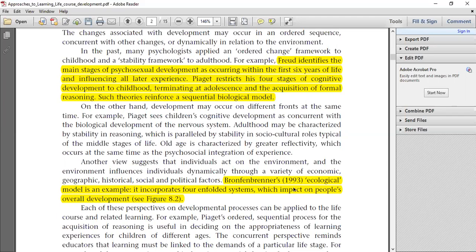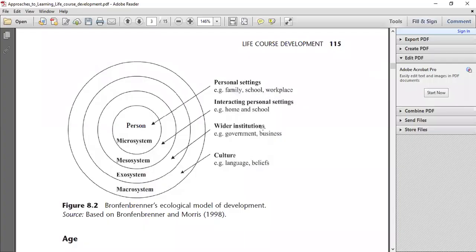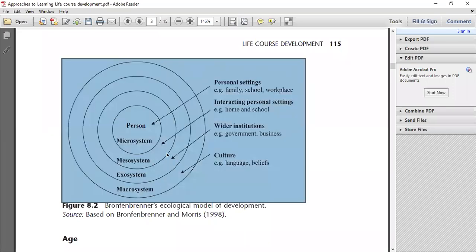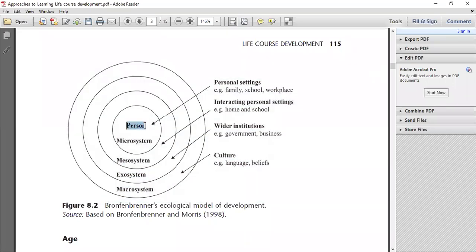Then the ecological model, which we will look at in a while. As you can see in this picture, this is you, or this is me, this is I, and all these circles are the culture, the system, the family, the society, the country, the world, all things around, the environment, the seas, the planets, and everything. This is me, my personal settings, my family, my school, my workplace, my community, my religious place.